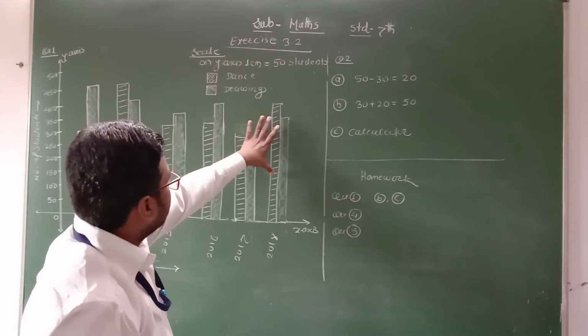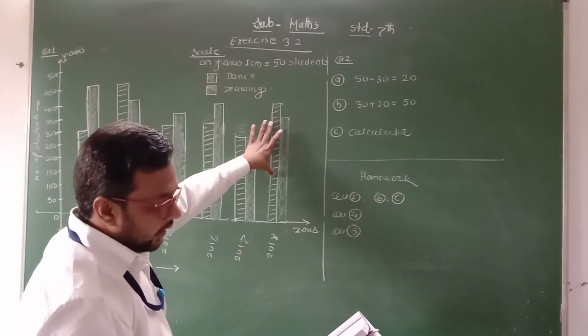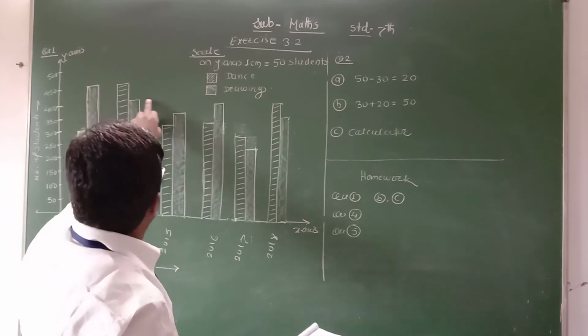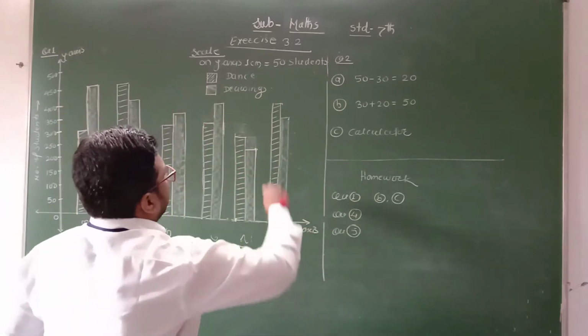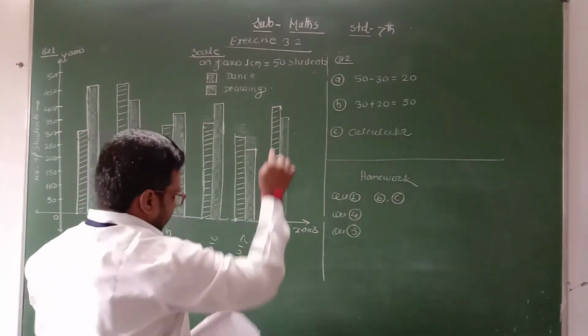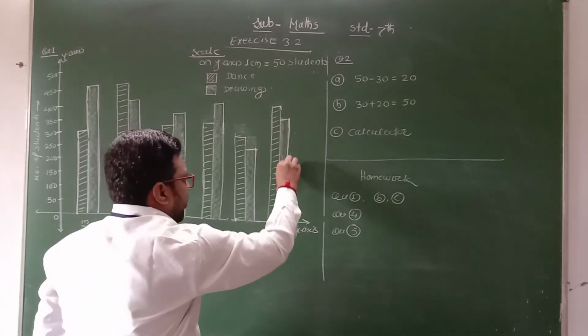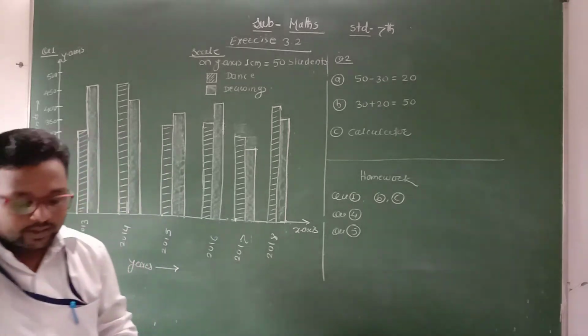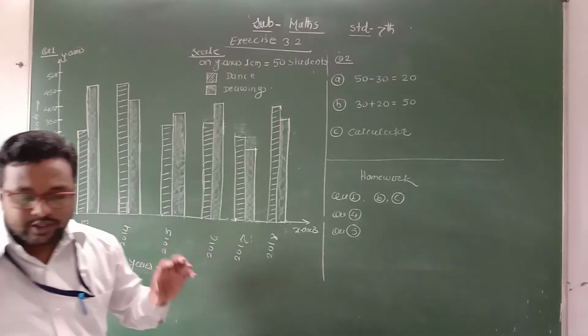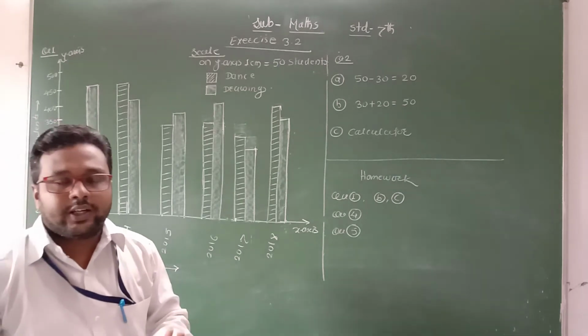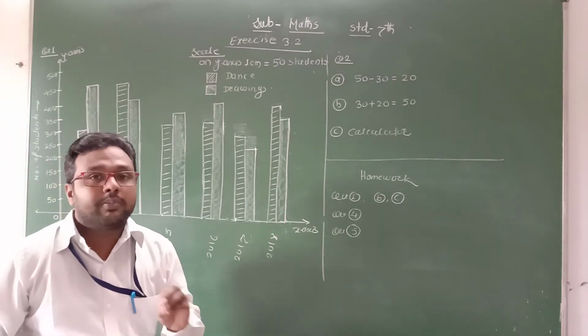Here we draw the bar of height 400 for the dance. This is 400 according to the scale. Okay, and another is 350. This is the bar of 350. Take the proper height of each bar. Clear? In this way you have to construct the bar graph for the given information or the data. Which bar graph? That is the double bar graph.